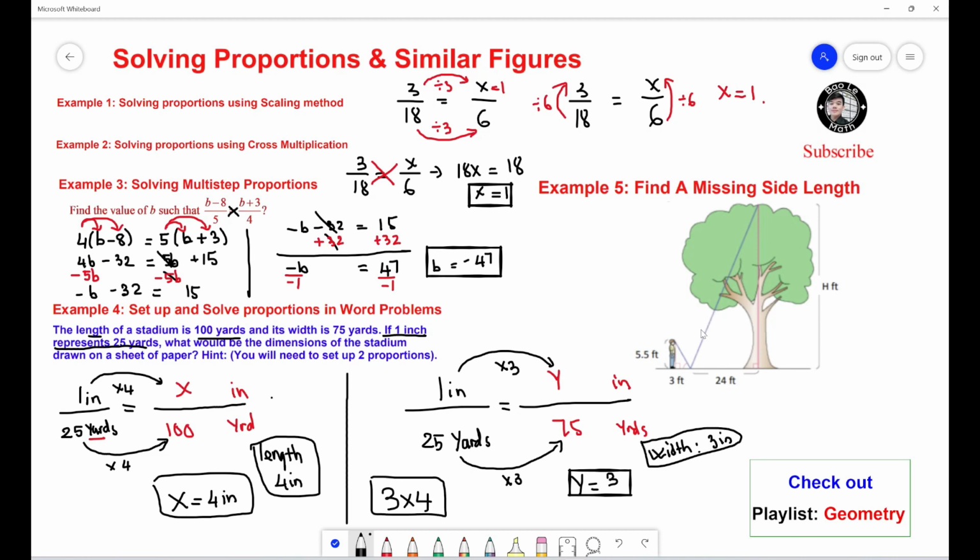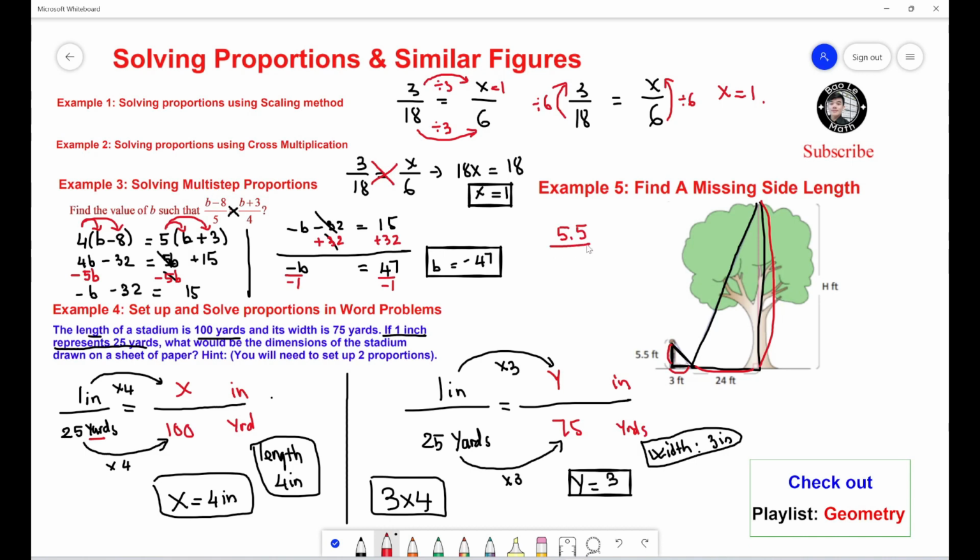Alright, let's move on to example number 5. Find a missing side length in two similar figures. So this is the first triangle right here and the second triangle right here. Alright, so we just set up a proportion. So we have this side length right here and this side length right here. They are proportional to this side length and this side length. You see that?